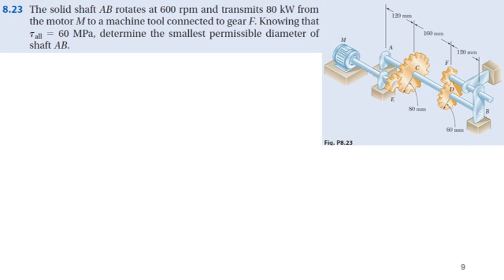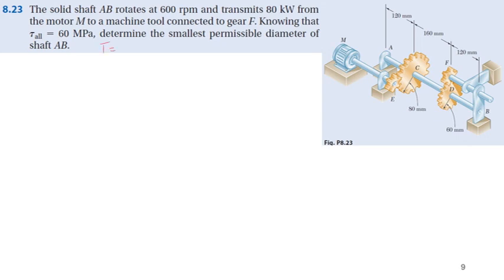So we are interested in shaft AB. We need to find how much diameter is required for shaft AB. We will find the reaction acting on that shaft AB. First, we will find the torque.